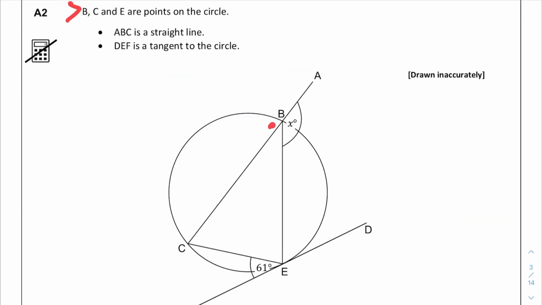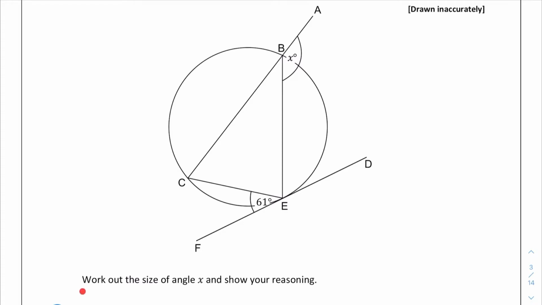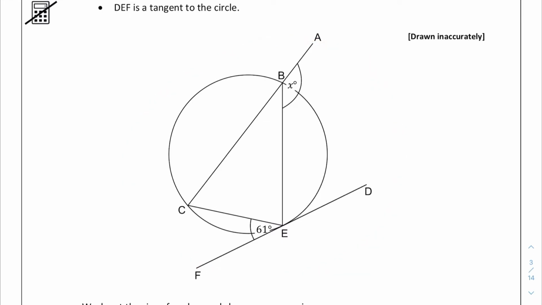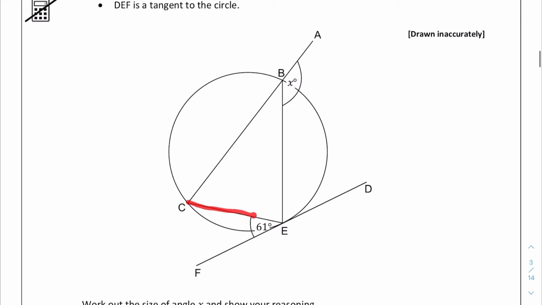In this question, B, C, and E are points on a circle. ABC is a straight line, and DEF is a tangent to the circle. The question is asking us to work out the size of angle X and give our reasoning. Looking at this, the first circle theorem that comes to mind is the alternate segment theorem. This circle theorem states that the angle in between the tangent and the chord, which is 61, is going to be the same as the angle subtended from the chord, which is this angle over here. That means I can say that this angle is 61 degrees.